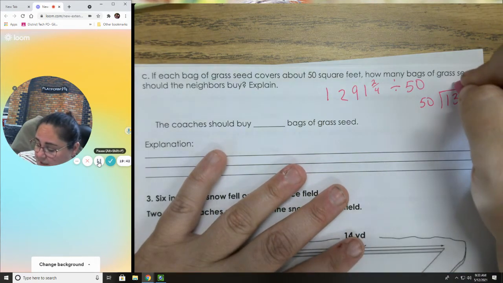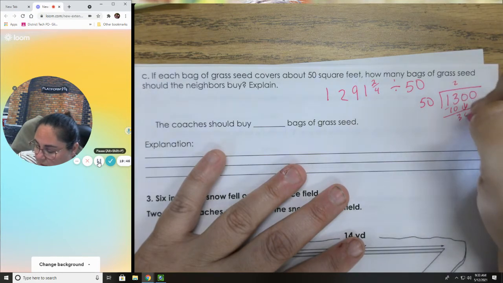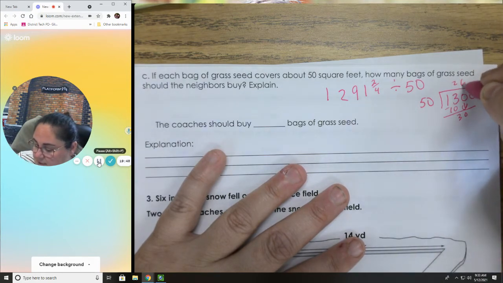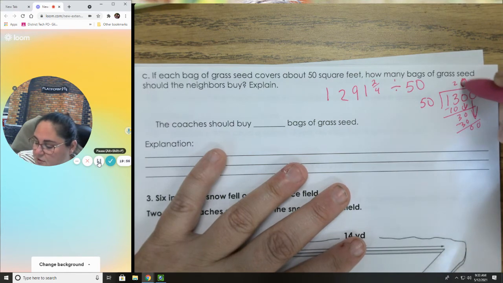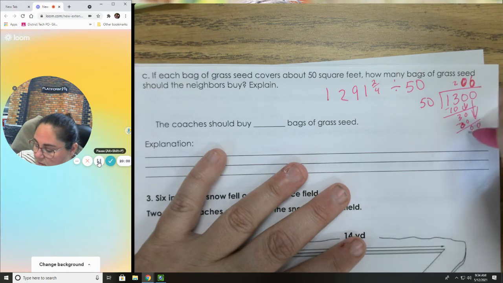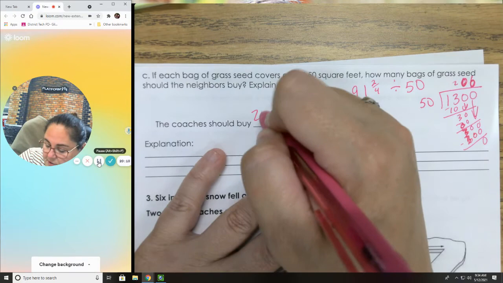50 goes into 13 2 times. 50 goes into 30 6 times. 50 goes into 0, 0 times. Oh, I lied. 50 goes into 30, 0 times. 50 goes into 300, 6 times. So your answer should be 206.